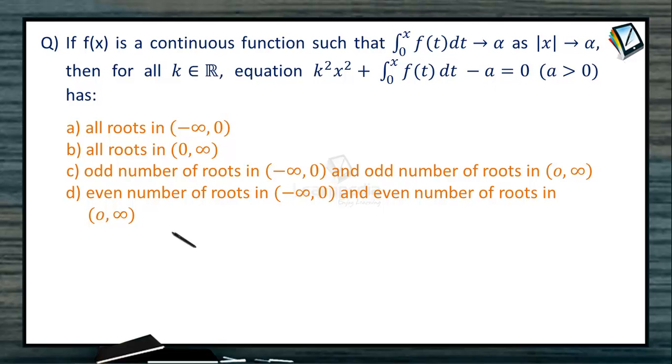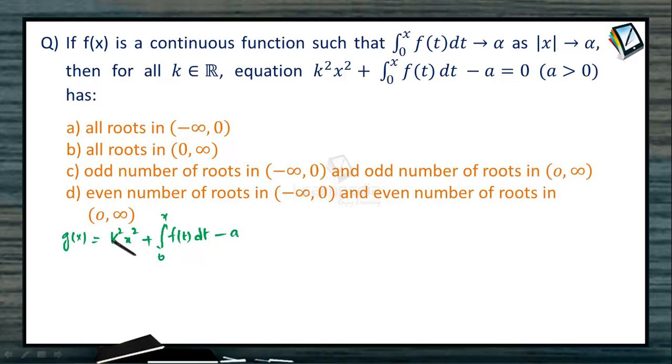the natural roots of this equation are required, right? Let us consider an equation g(x) as k²x² + integral from 0 to x of f(t) dt − a. We are discussing the natural roots of g(x) = 0. Now, what are the observations here?